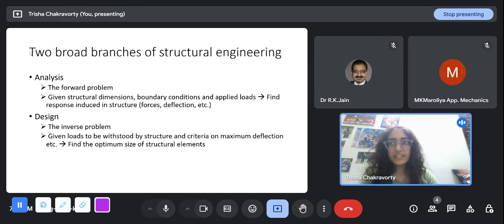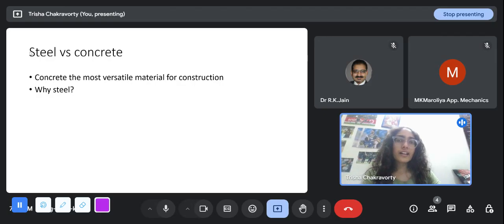There are two major materials that we use for design: concrete and steel. Concrete is the most versatile material for constructions, and most residential buildings we see around us are made of concrete. So, why do we use steel? There are some advantages steel has, though it is very much costlier than concrete.